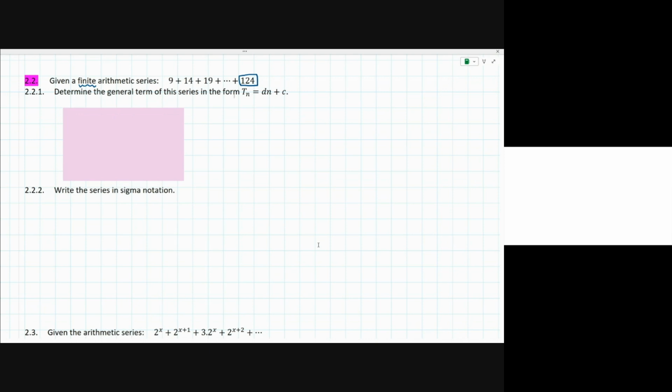It's a series, so we are potentially going to be looking for the sum of, or some sort of sigma situation. But the first question says, determine the general term of the series, in the form Tn equals Dn plus C. Now, guys, that whole Dn plus C, all it means is write the general term in simplified form.